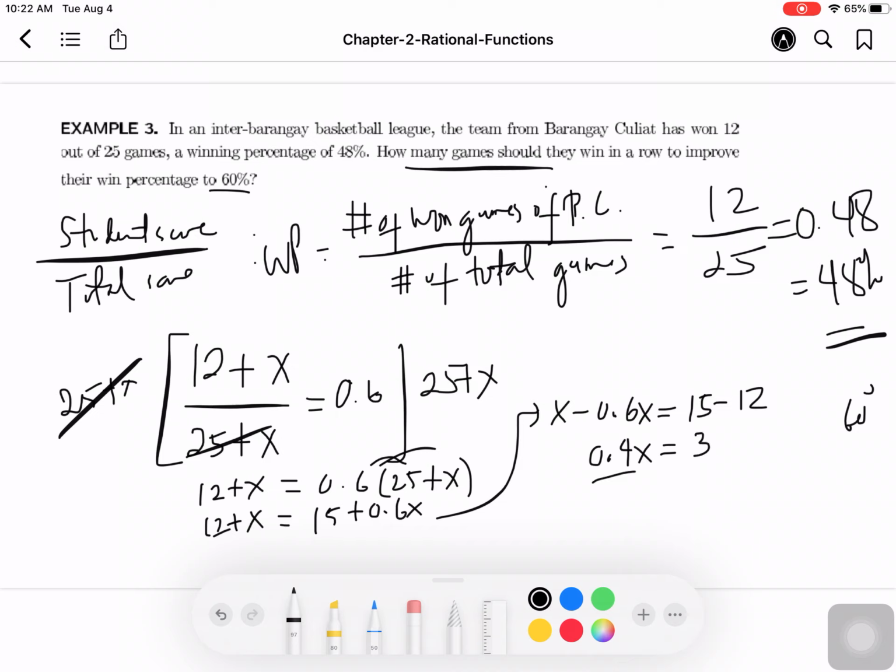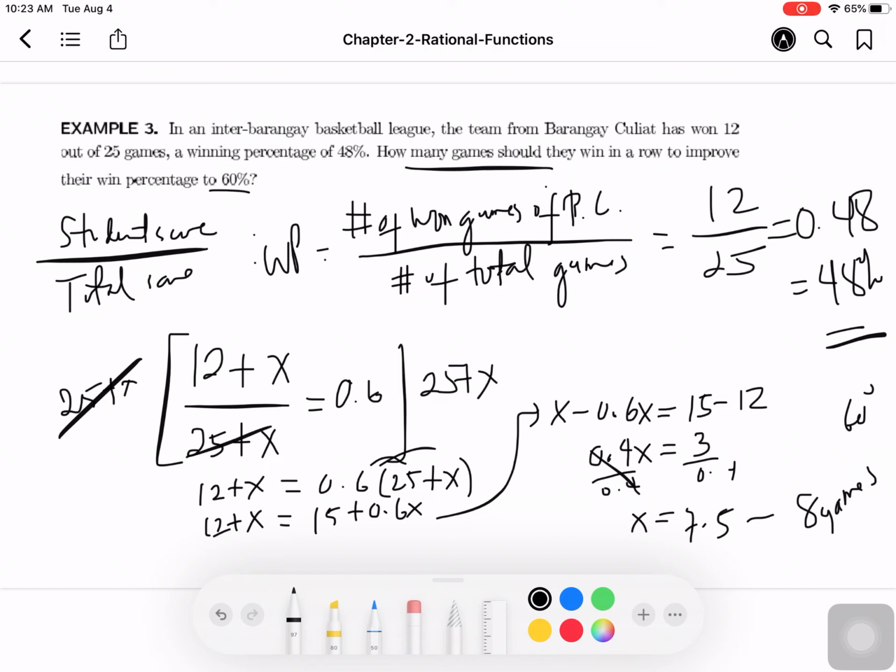So divide by 0.4, x is how much? 7.5. Okay, so 7.5 games. But since we have no decimal games, number of games, so we will round this up to 8. Do not round down, okay?